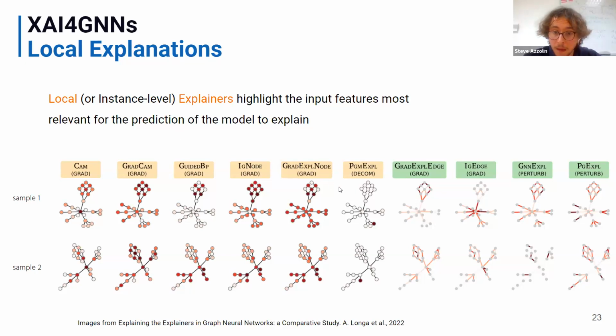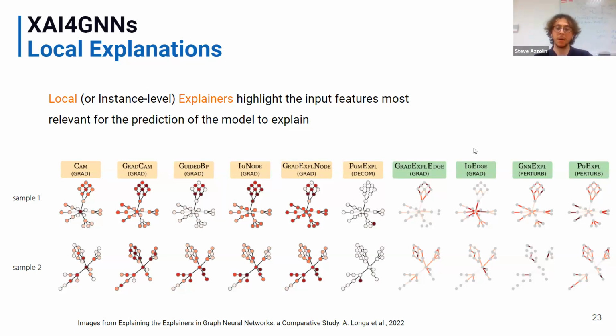Some of them, the orange one, provide an explanation in terms of the node, while the green one in terms of edges. And you can see that more or less pretty much all of them tend to agree to give high scores to nodes or edges belonging to the grid. But then, of course, there are some outliers like this PGM explainer, which didn't really work well. It was assigning just a very high score to one single node, which, by the way, didn't belong to the grid. And also, integrated gradients edge for sample 1 didn't manage to give higher importance to the grid.